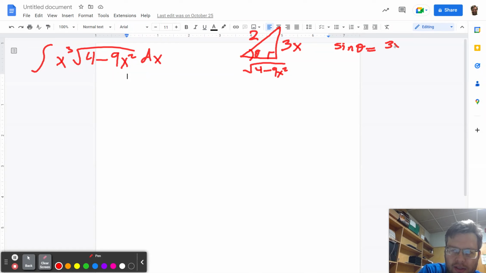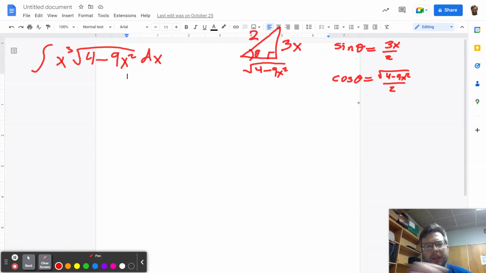When I look at this triangle, the way that I constructed it, I can say sine of theta is opposite over hypotenuse. And I can say that cosine of theta is adjacent over hypotenuse. And that's pretty much all I'm going to need to use to solve this problem.